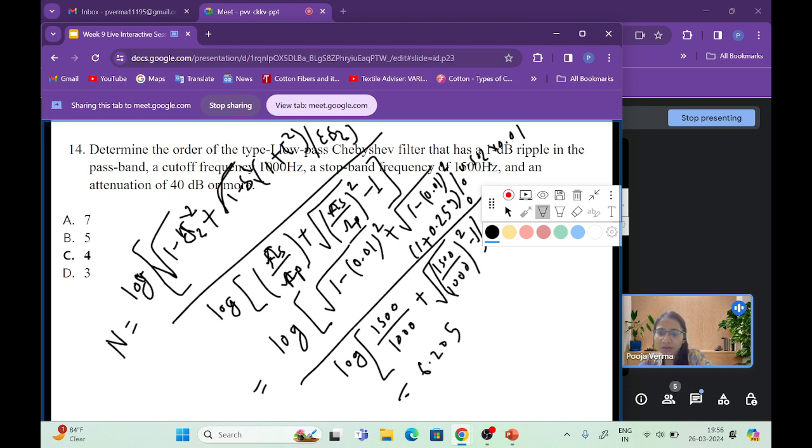6.205. Here the options are not given correctly. If you find it out, you will get 6.02. So there is no option that is correct. So the correct option is 7 approximately, or 6.7. The correct option is A, not C. Okay. Otherwise, you can solve it again and check if 4 is coming. When I solved it, 6.205 came. Okay. If it is 6.205, then the correct option is option A, that is 7.